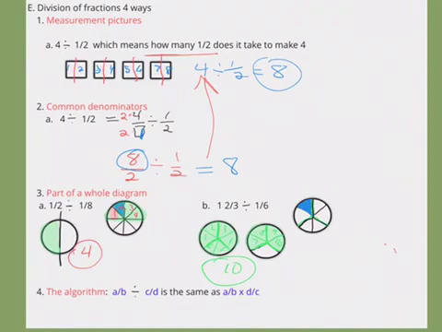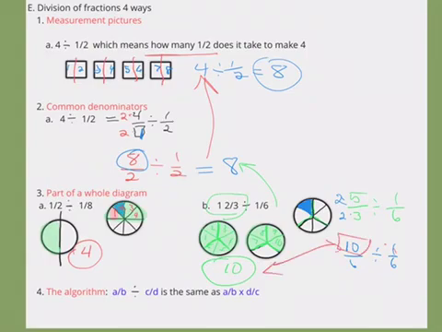I could also look at the method that we were using up here with the common denominator. I can take 1 2/3 and rewrite that really as 5/3 divided by 1/6. I can use the common denominator method. I want a common denominator of 6, so I'm really looking at 10/6 divided by 1/6. And so if I have 10/6 and I'm looking for how many 1/6 are in there, I know that my answer is going to be 10. So you can either look at it through picture form, or you can look at it through the denominator form.